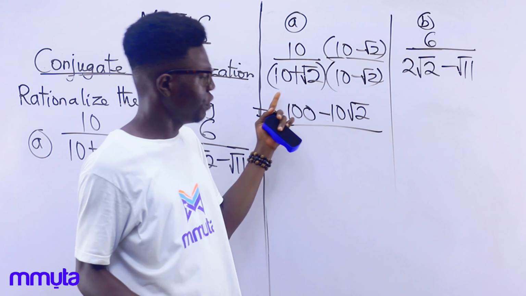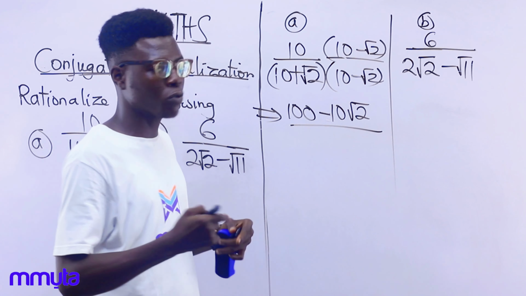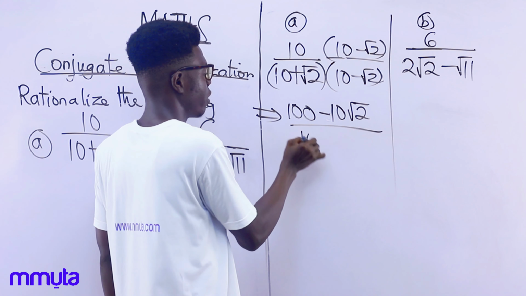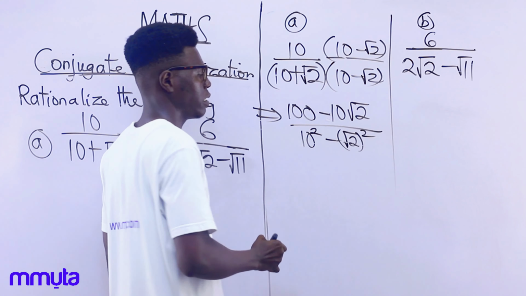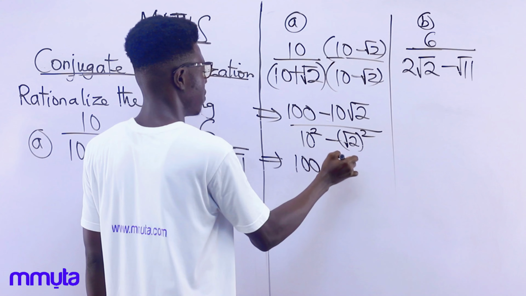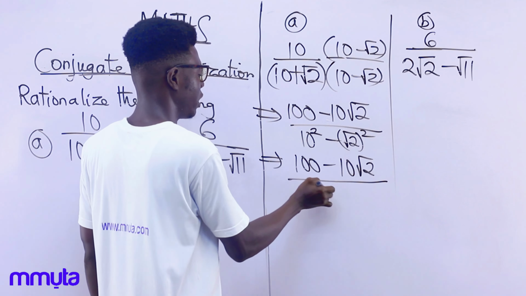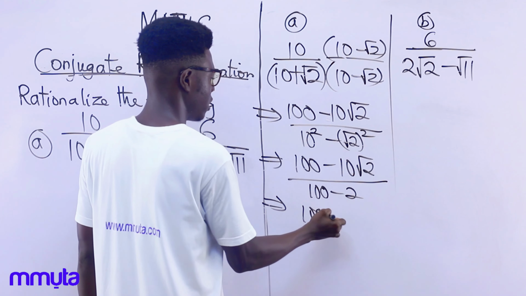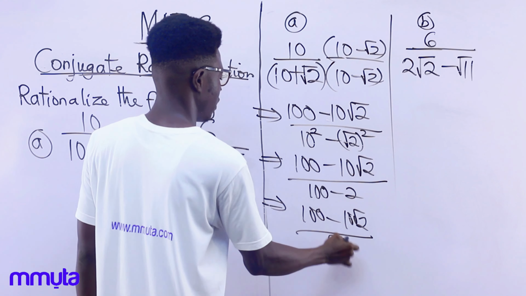Of course, we've learned what the difference of two squares is all about. So this is 10 squared minus root 2 squared. Now we have 100 minus 10 root 2 all over 10 squared, which is 100, minus root 2 squared, which is 2. So this is 100 minus 10 root 2 all over 100 minus 2, which is 98.